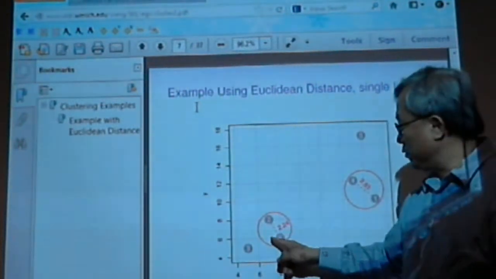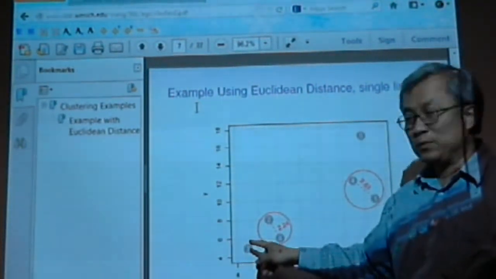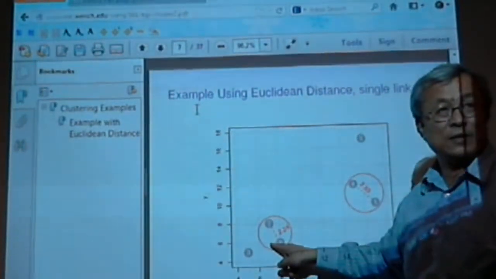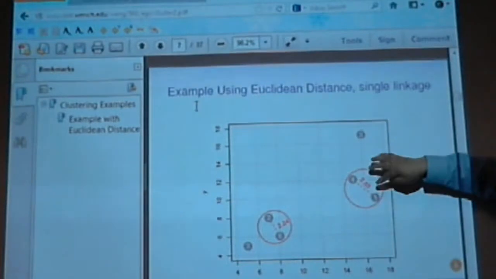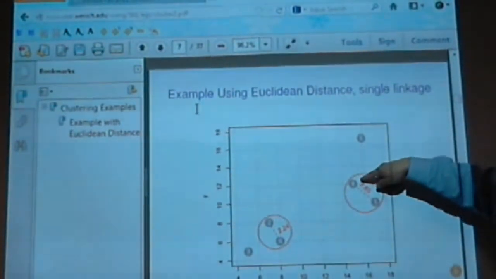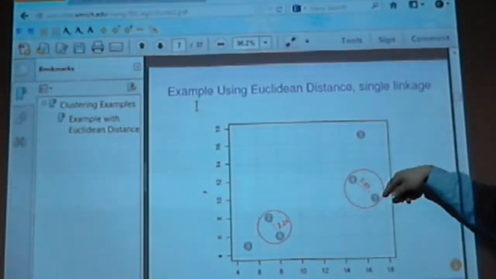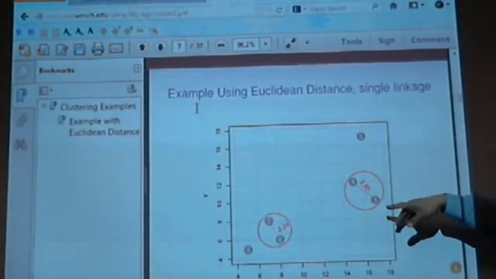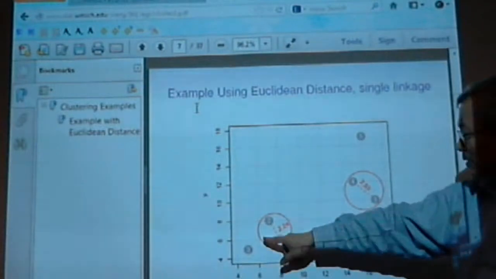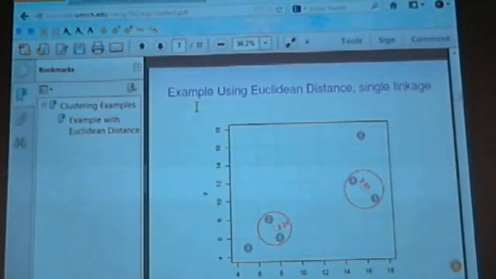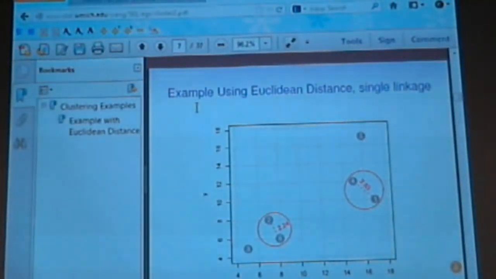The distance here is 3.16, will be given by this 3.16 here. But these two clusters are with a shorter distance. So the closest two individuals will be clustered first, right? So now at this stage, you actually form four clusters now. So here, 1, 2, 3, 4. There are 4 groups. And you continue on this.